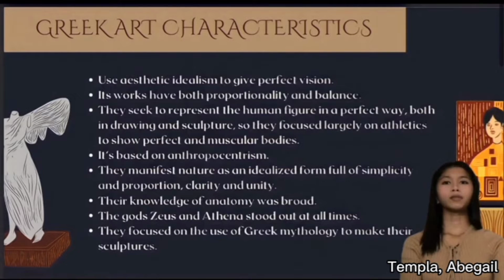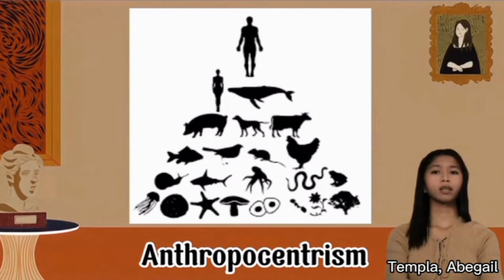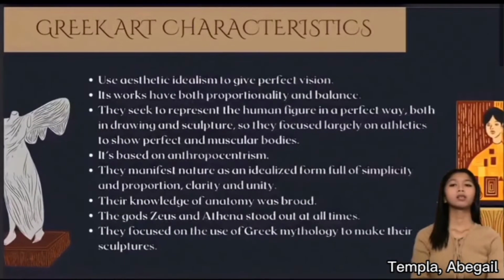It's based on anthropocentrism. Take note that anthropocentrism literally means human-centered, but in its most relevant philosophical form, it is the ethical belief that humans alone possess intrinsic value. In contradistinction, all other beings hold value only in their ability to serve humans, or in their instrumental value. And also, they manifest nature as an idealized form, full of simplicity, proportion, clarity, and unity. Their knowledge of anatomy was broad. The gods Zeus and Athena stood out at all times. And lastly, they focused on the use of Greek mythology to make their sculptures.